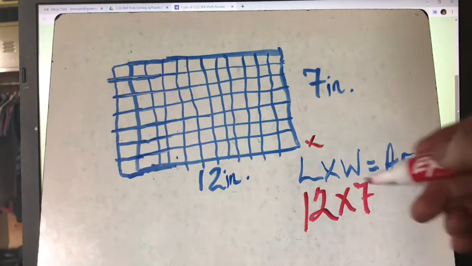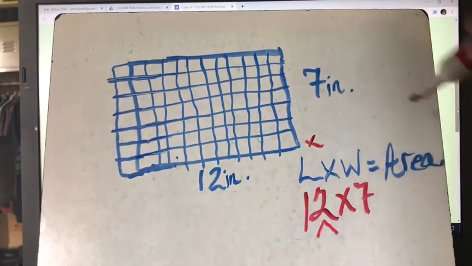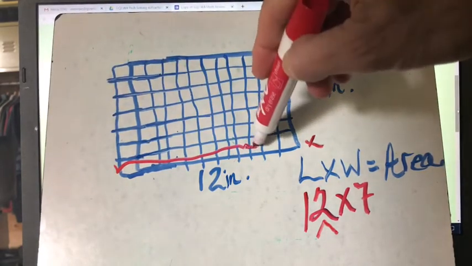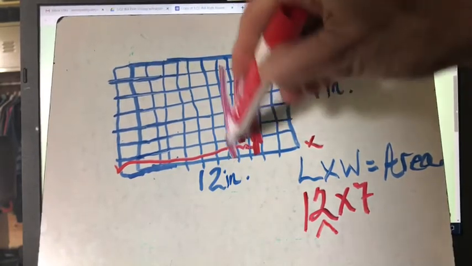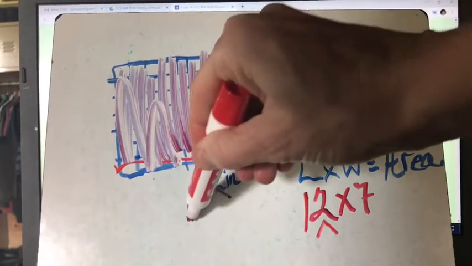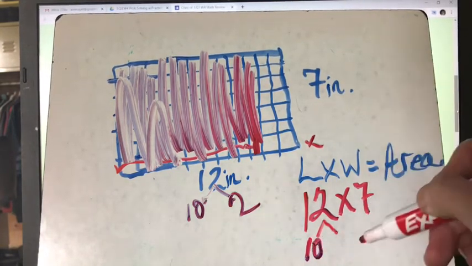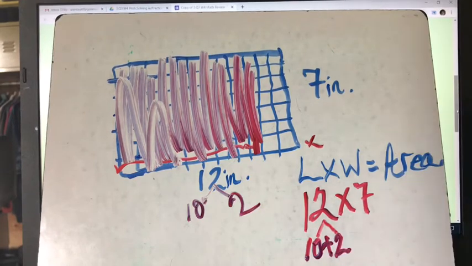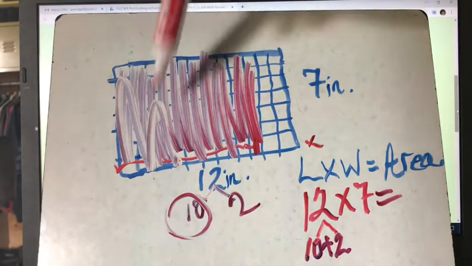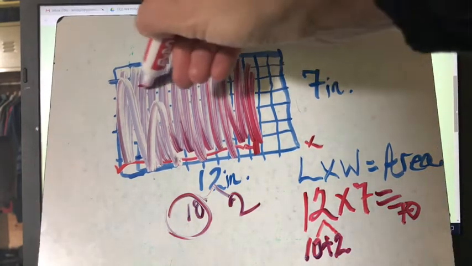Now, if I don't know my 12s and I don't maybe remember 7 times 12, let's break that 12 up. When I counted, when I got right here, I was at number 10. So if I break my 12 up into 10 and 2, so this is 10 and this is 2, I can do 10 times 7 and 2 times 7. So I know my 10s. If I have 10 7 times, I have 70. So 70 would be right here.